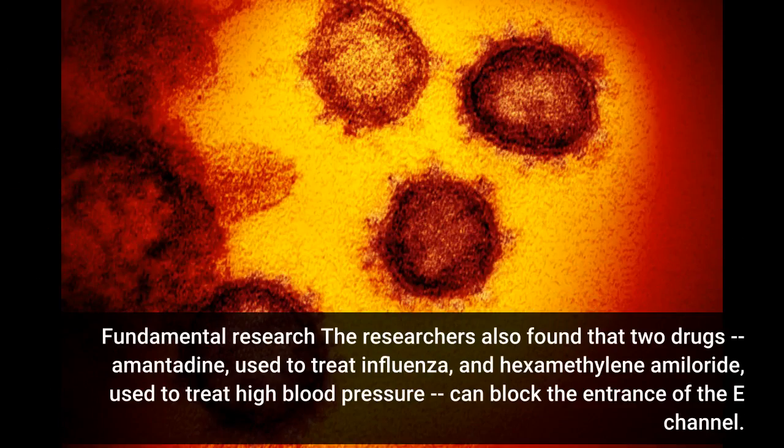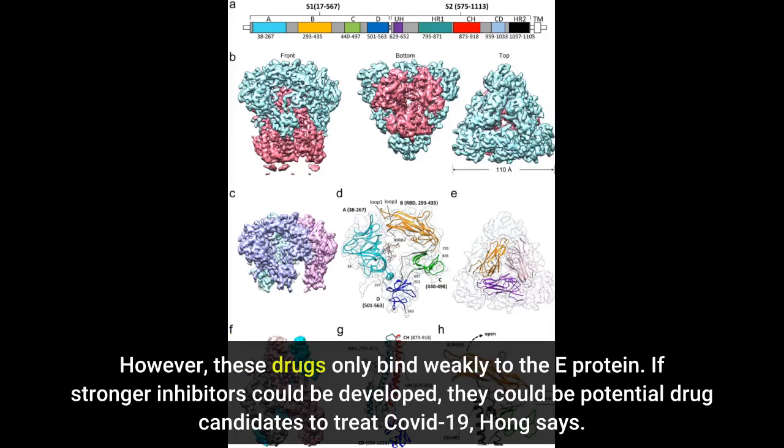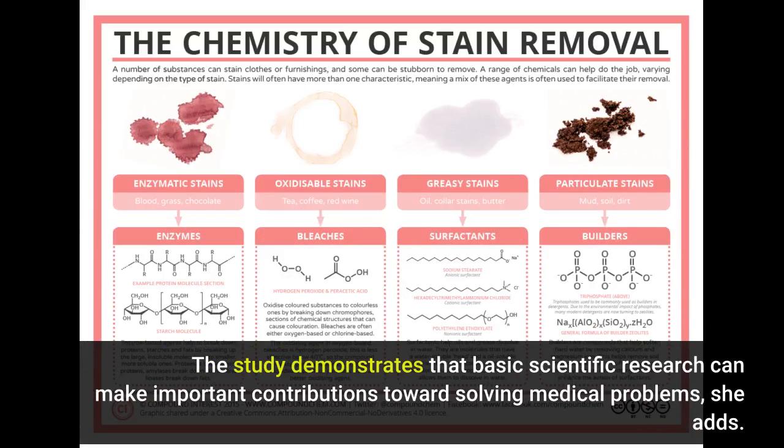Fundamental research. The researchers also found that two drugs, amantadine, used to treat influenza, and hexamethylene amiloride, used to treat high blood pressure, can block the entrance of the E channel. However, these drugs only bind weakly to the E protein. "If stronger inhibitors could be developed, they could be potential drug candidates to treat COVID-19," Hong says. The study demonstrates that basic scientific research can make important contributions towards solving medical problems, she adds.